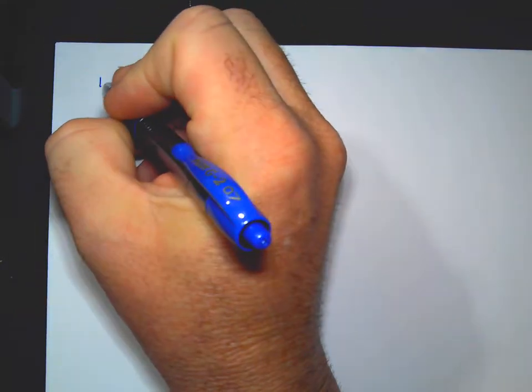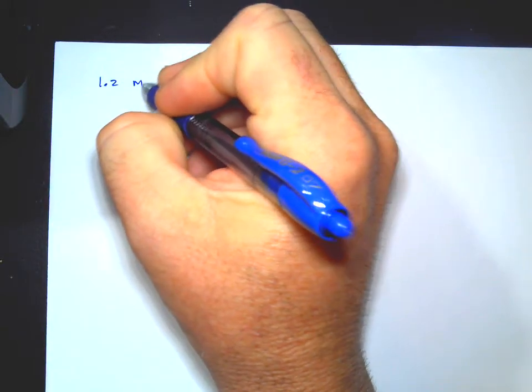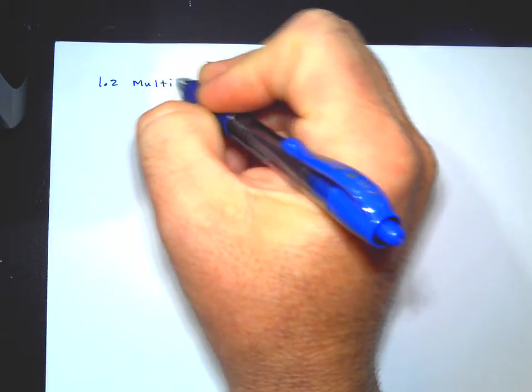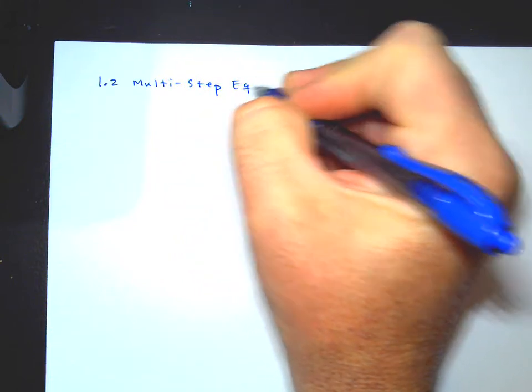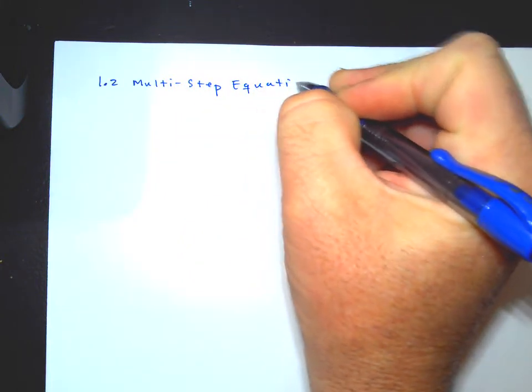Okay, we're going to be doing our lesson for 1.2. So you should be taking notes along with me. You title your notes 1.2 multi-step equations. So write this at the top of your notes.